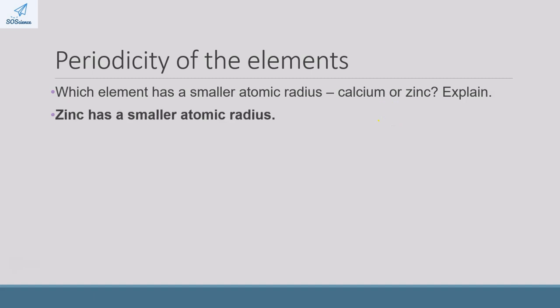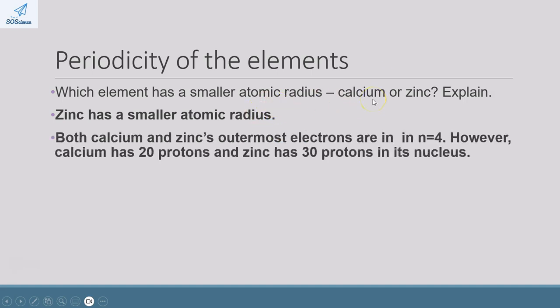So the answer here is that zinc has a smaller atomic radius, or depending on the way the question's asked, calcium has a larger atomic radius. So that would account for 1 mark. Now, we need to mention that both of them have their outermost valence electrons in the 4th energy level or in n equals 4. You have to mention this. You then need to mention that calcium has 20 protons and zinc has 30 protons, or simply you can mention that zinc has more protons in its nucleus relative to calcium.